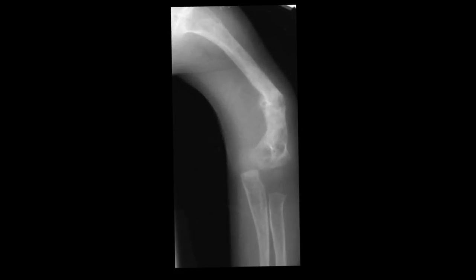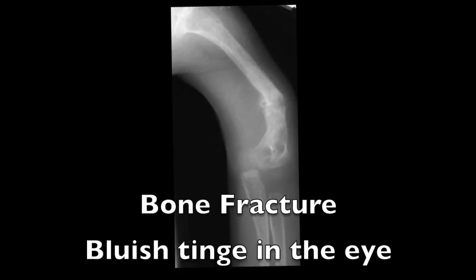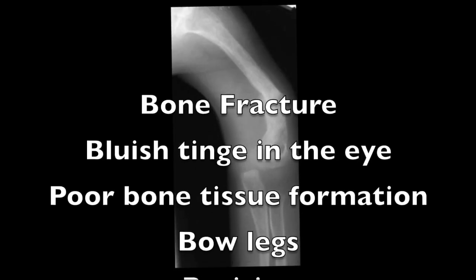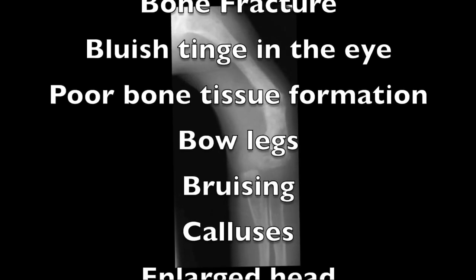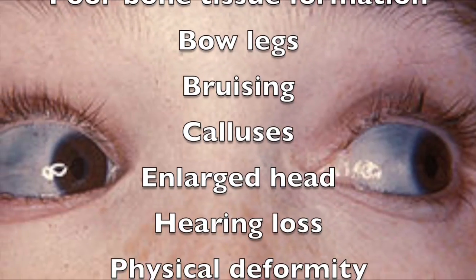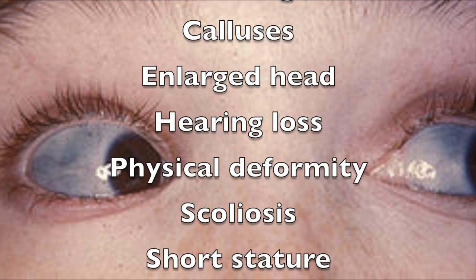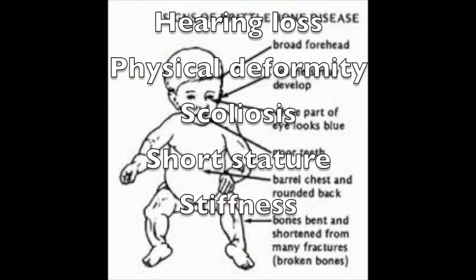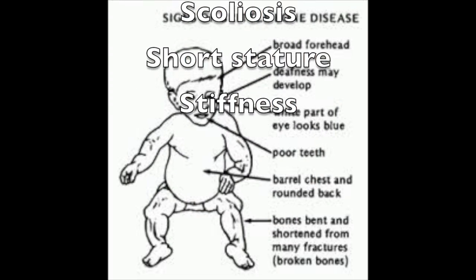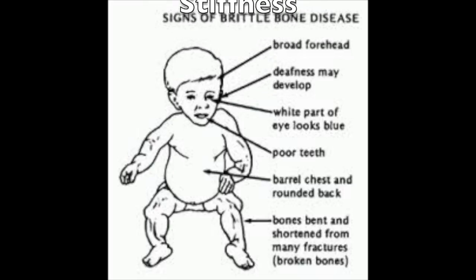Moving on to symptoms. Some symptoms of this disease include pain in the bones, bone fractures. If you have a mild version of this disease, you will suffer a few fractures in a lifetime. If you have a more severe version of this disease, you will suffer hundreds of fractures in a lifetime. Also, you may experience a bluish tinge in the whites of the eyes, poor bone tissue formation, bowed legs, easy bruising, calluses, an enlarged head, may experience hearing loss, have physical deformities, scoliosis, short stature, and stiffness.